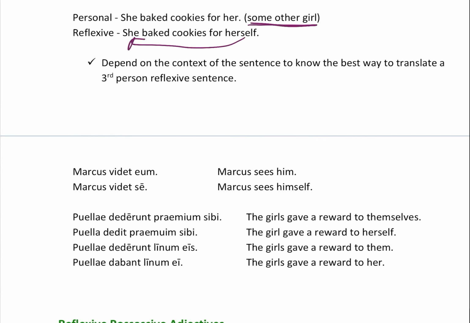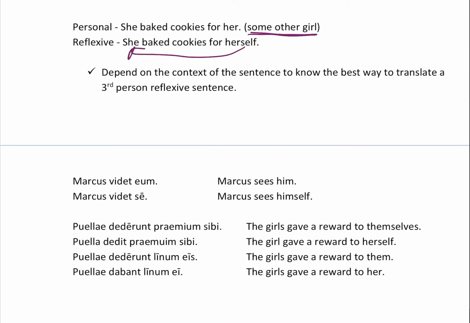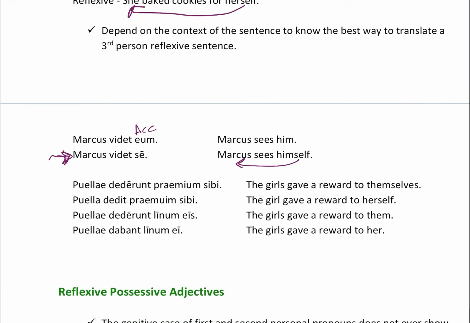So if I said, Marcus videt eum, Marcus sees him, this is acting as the accusative. That's an accusative form of the third person singular. Remember, is, ea, id. Marcus sees him. That's not reflexive. It's a personal pronoun. The second one is Marcus videt se. So we know that se refers to himself. Marcus sees himself. Okay? All right, so it matches.